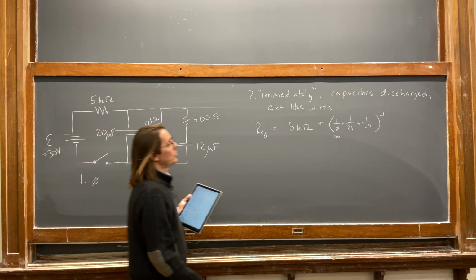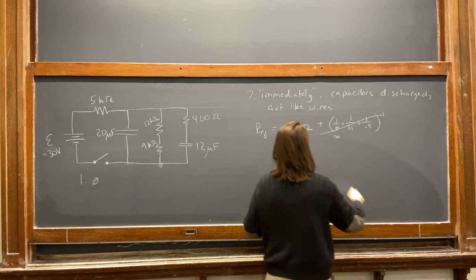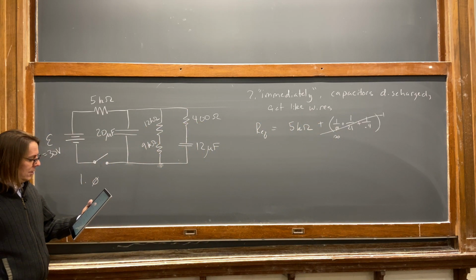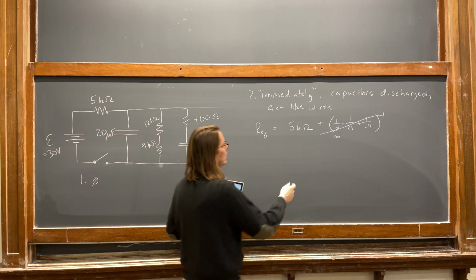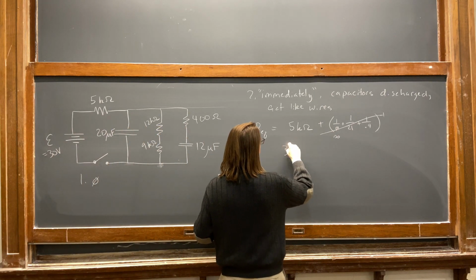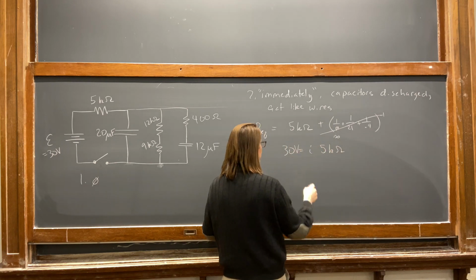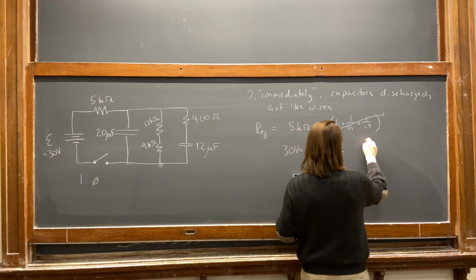So really then the equivalent resistance is just 0. This is all 0. The equivalent resistance is just 5 kilo ohms, because that whole thing is 0. So then you just, Ohm's law, 30 equals I times 5 kilo ohms, 30 volts, and you get the answer, 6 milliamps.